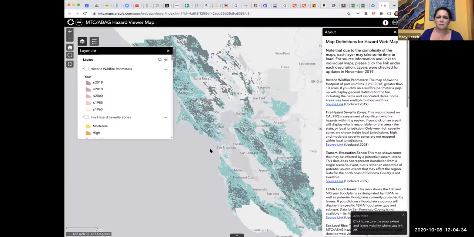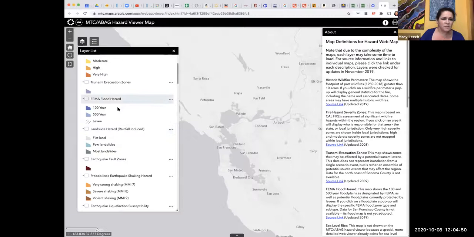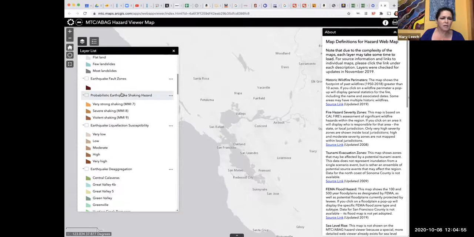So it's got some layer turned on. I think this is the landslide layer that's turned on, so I'm going to turn that off. And then historic wildfires, fire hazard, flood zones, landslide hazards. Then we get down into earthquake shaking. That's what I'm after.